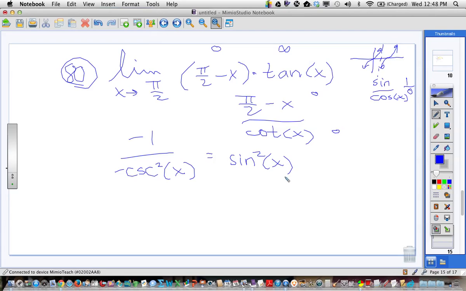And now we can put in our pi halves. Sine of pi halves is 1. Squared is 1. So the answer there would be 1. Okay? So these are some of the trickier ones because you do have some manipulating to do to make L'Hopital's rule work. A lot of these are the 0 times infinity situation.